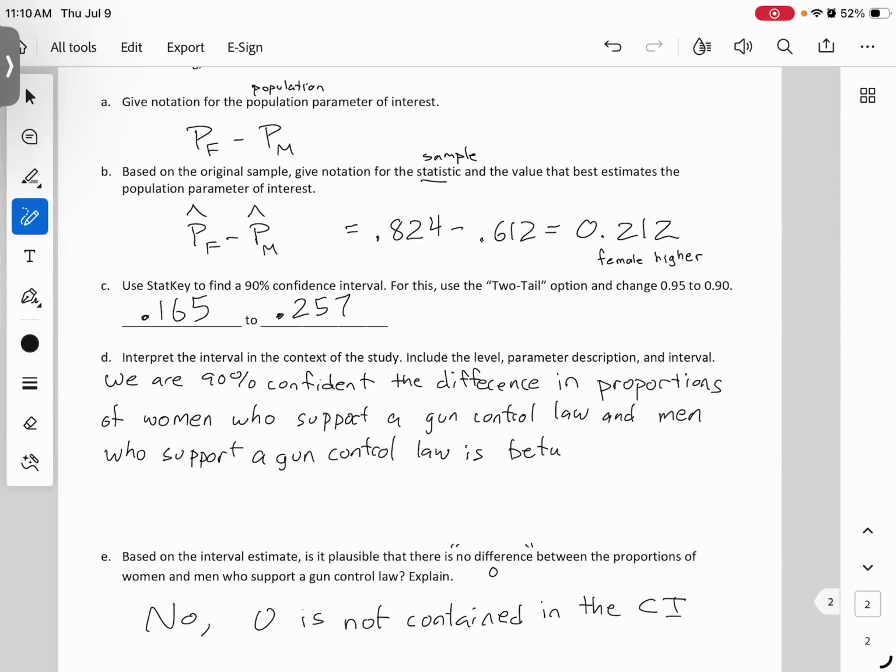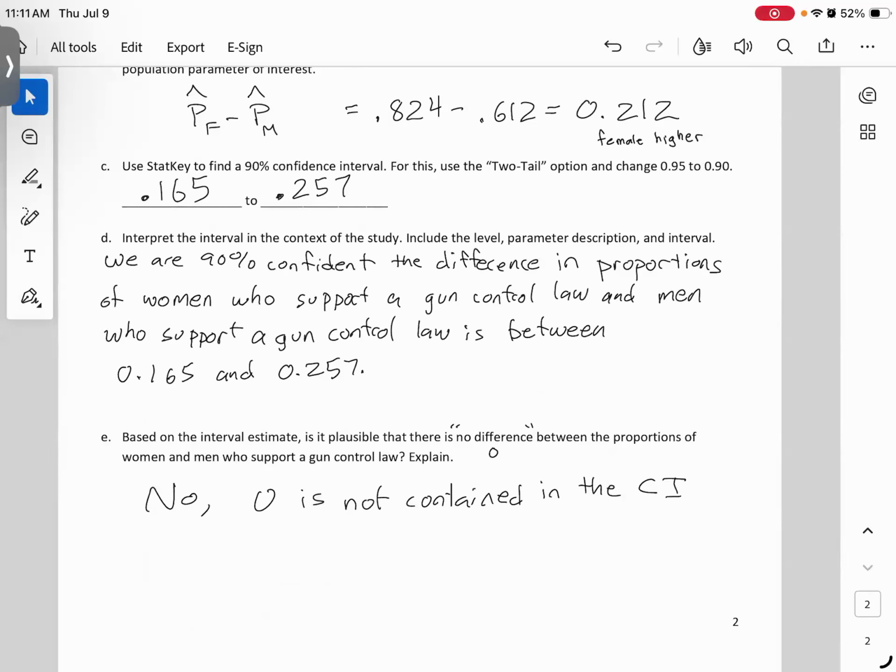But for sure, we can't forget to talk about what the interval suggested, where the difference might be something between 0.165 and 0.257. And I've mentioned before, if you want to switch that to percentages like 16.5% and 25.7%, you're more than welcome to.